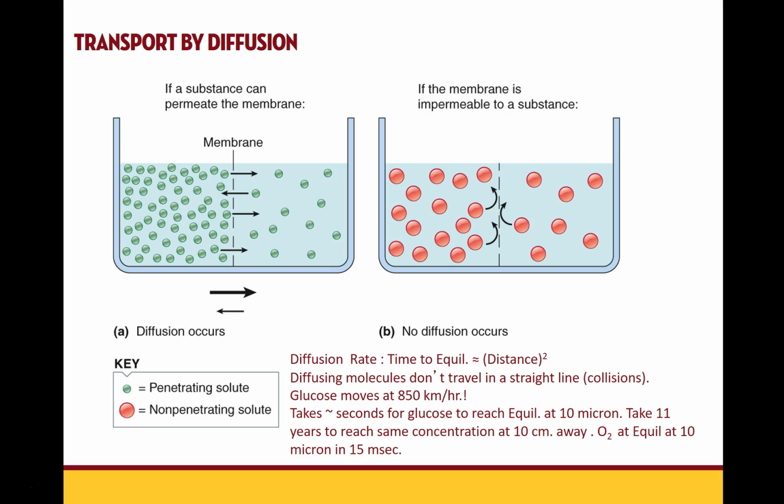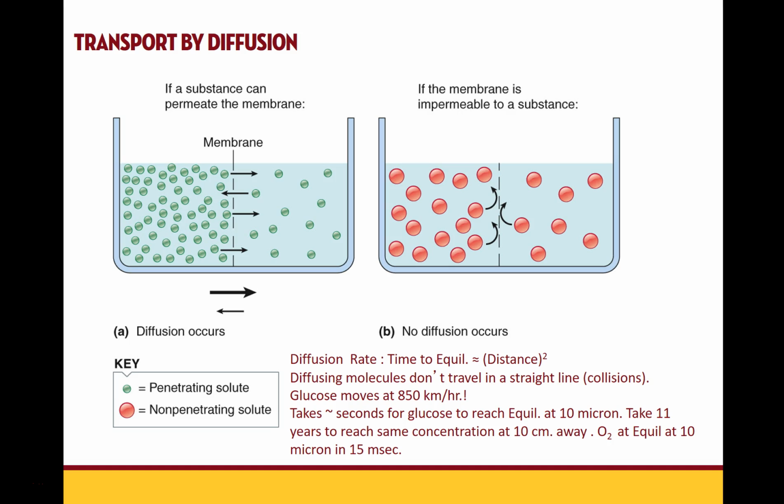Transport by diffusion. So you see this here. This is a really simple option. We have a high concentration here and a low concentration there. This is what we call the membrane being permeable to the solute, so it can go across, it can permeate. It goes this way, and this goes that way, and we have net flow going that way.